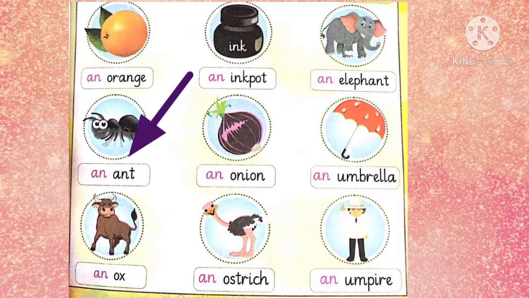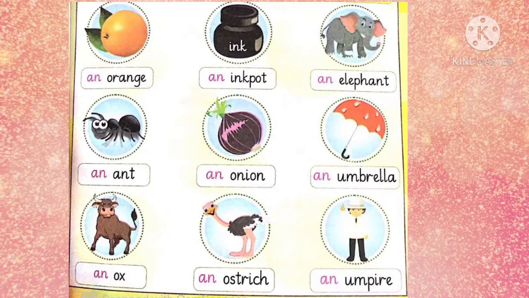Now look at the next picture. It's an onion. And onion begins with letter O. O is a vowel. So we will add article an onion. Look at the next picture. It's umbrella. And umbrella begins with sound or letter U. U is a vowel. And we will add article an at the beginning of umbrella. An umbrella. Look at the next picture.